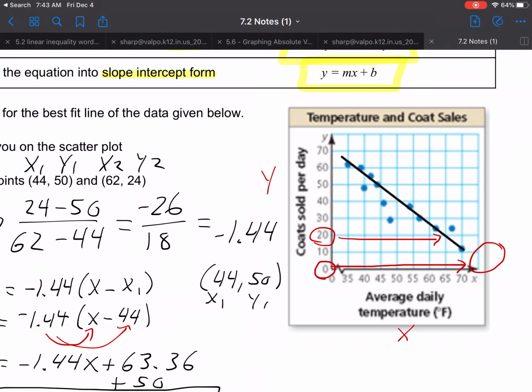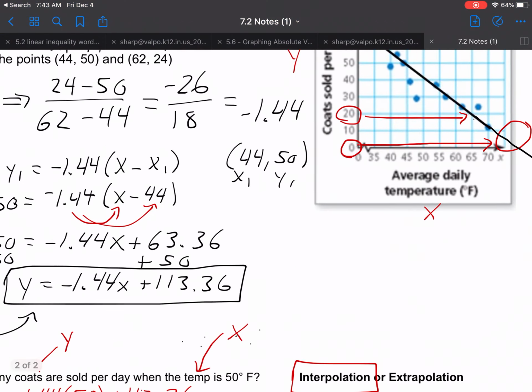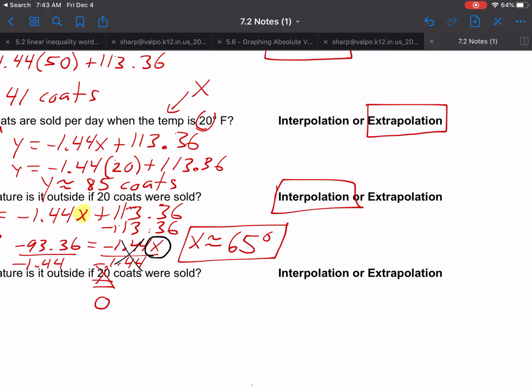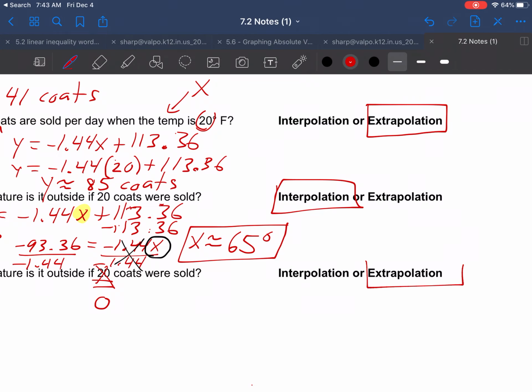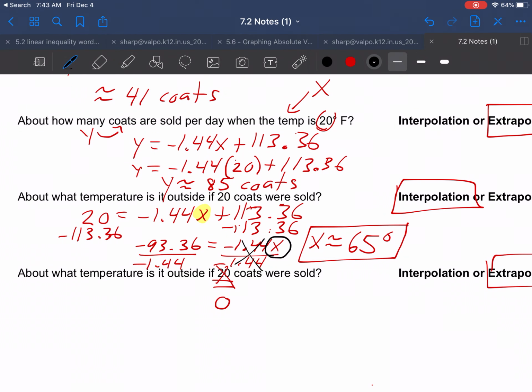So whenever you run into an empty space, you can still predict, because you can pretend that your line would just keep on going, right, and see what happens. But that's why it's called extrapolation, is because your line's not actually there. So for this one, definitely say extrapolation. But then when you do the problem, and I'm sorry, I meant to type in 0 for that one. If there were 0 coats sold, that means that your y value would have been 0. So 0 coats equals negative 1.44x, all plus 113.36. So to solve for this, subtract out this 113.36 from both sides.